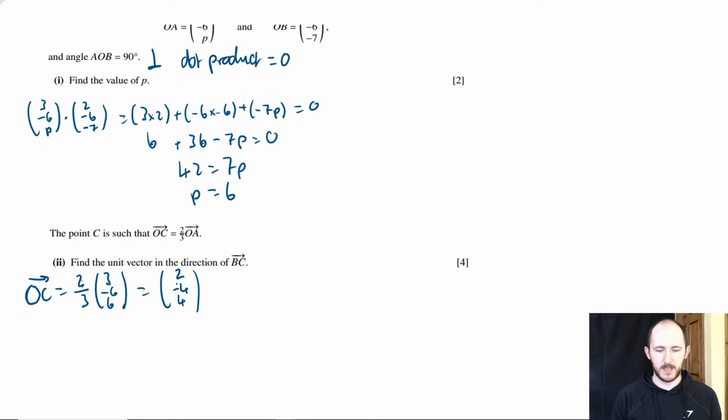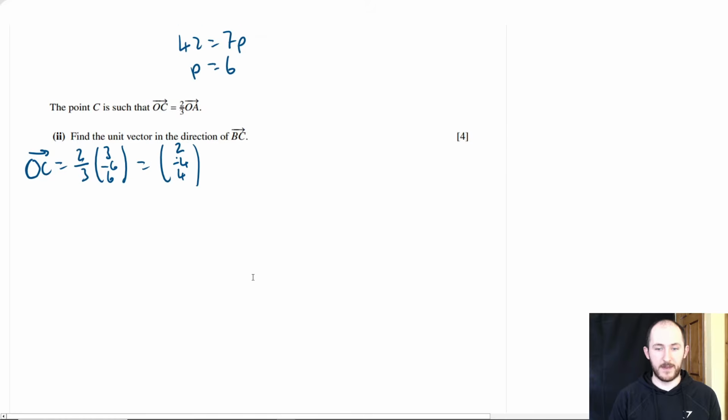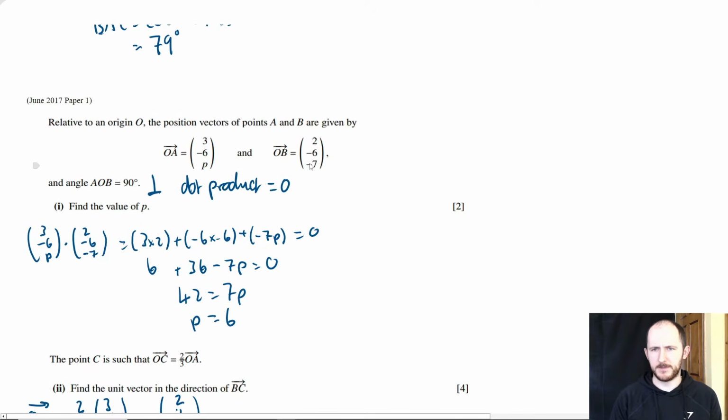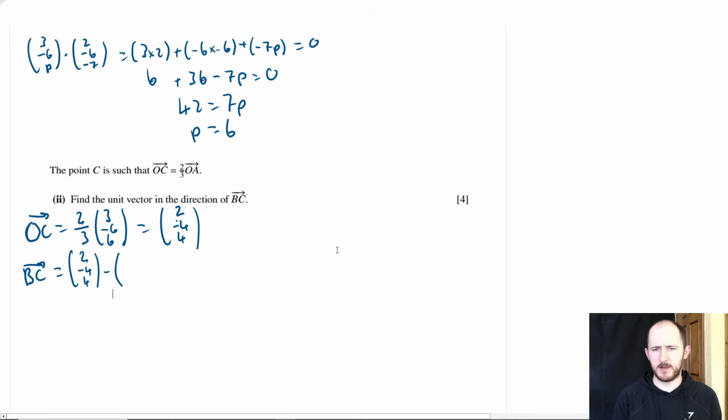Cool. And then again, for working out the unit vector of BC, we first need to work out the vector BC, find its modulus and divide it, bish bash bosh, Bob's your uncle, easy. So BC, we take the vector C, so (2, minus 4, 4), and we're going to subtract B from it, which is (2, minus 6, minus 7).